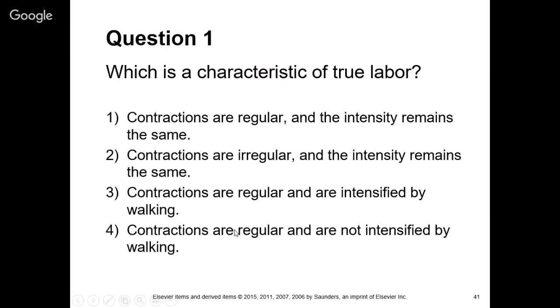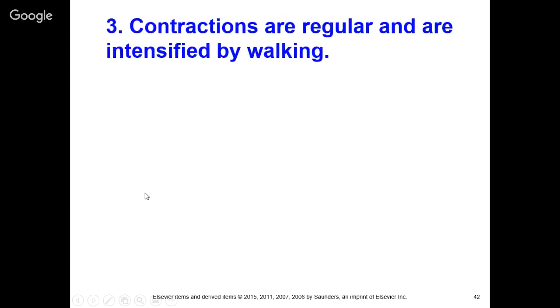What is a characteristic of true labor? Contractions are regular and the intensity remains the same. Contractions are irregular and the intensity remains the same. Contractions are regular and intensified by walking. Contractions are regular and not intensified by walking. So it's 3. They are regular and they increase in intensity when the woman walks.